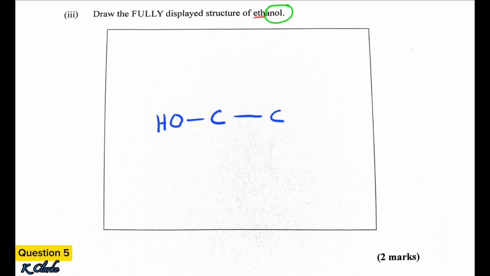Lastly, draw bonds connecting hydrogen to each carbon. Ensure that each carbon has 4 bonds.